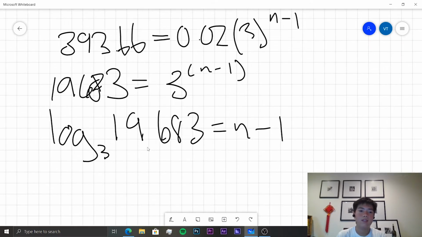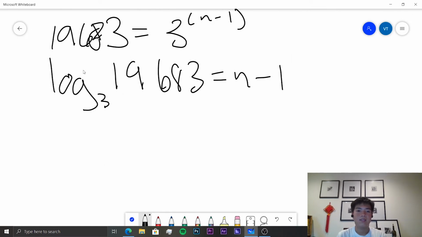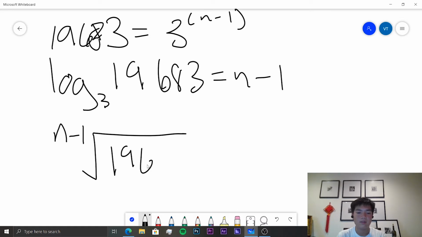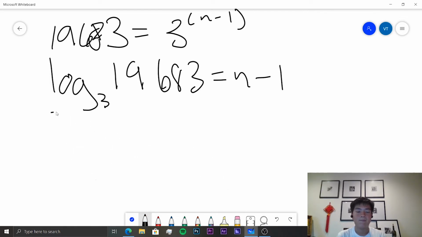And if you're not too familiar with logarithms, what this means is that the n minus 1 root of this large number is equal to 3. Or in other words, 3 to the power of n minus 1 is equal to this big number. But it's something that we and calculators can handle, and so it allows us to punch the sum into our calculator to solve it.